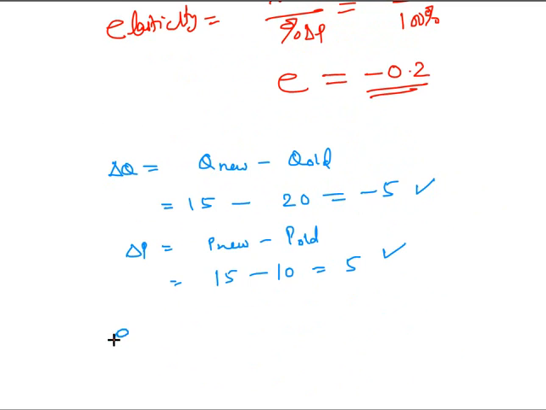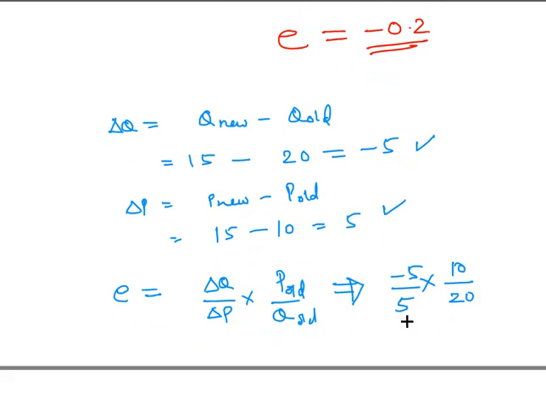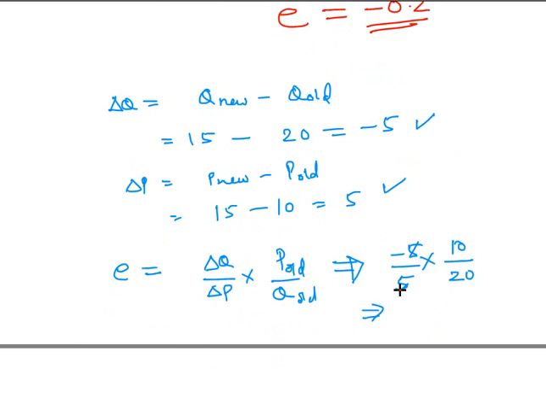So if I directly put the formula of elasticity, it is change in the quantity by change in the price into price divided by quantity. These are all the old values. Now change in the quantity is minus 5, change in the price is 5, old price is 10 and quantity old is 20, right? So this will cancel, this will cancel, it has become minus 0.5.